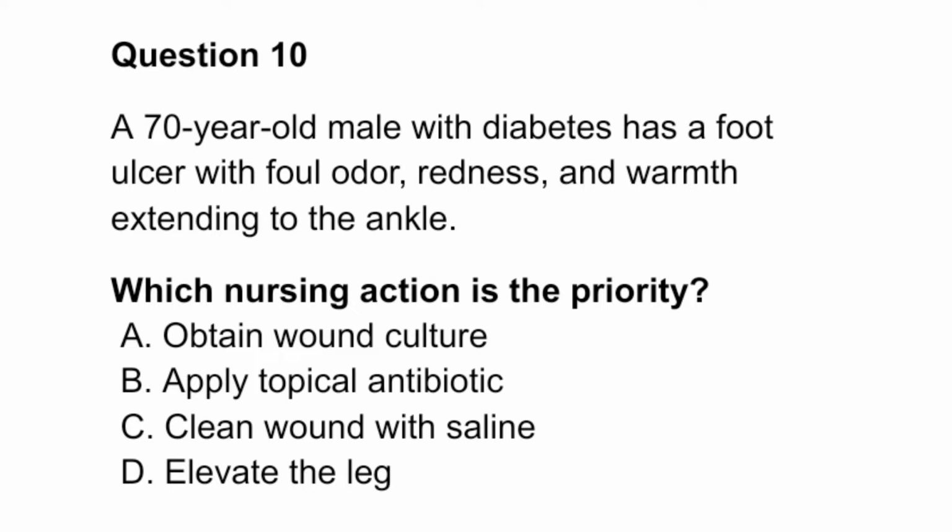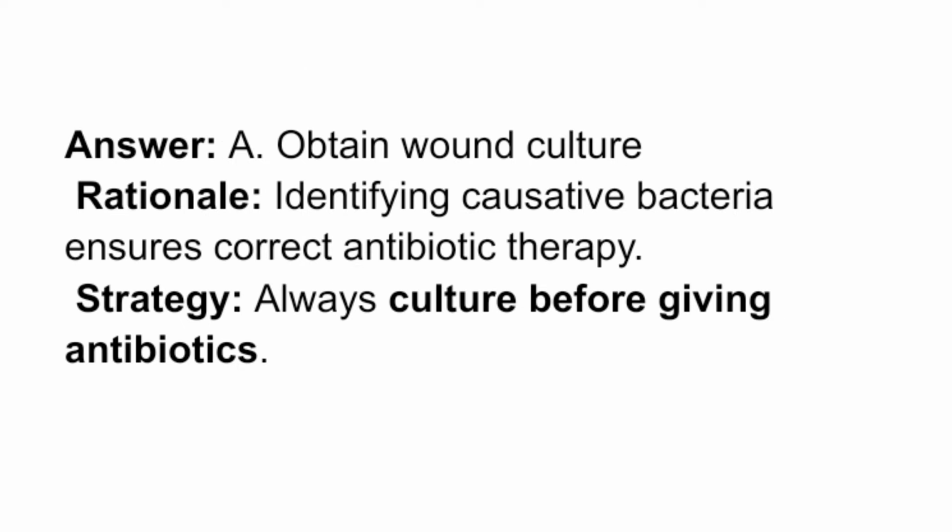Question 10. A 70-year-old male with diabetes has a foot ulcer with foul odor, redness, and warmth extending to the ankle. Which nursing action is the priority? A. Obtain wound culture. B. Apply topical antibiotic. C. Clean wound with saline. D. Elevate the leg. Answer: A.